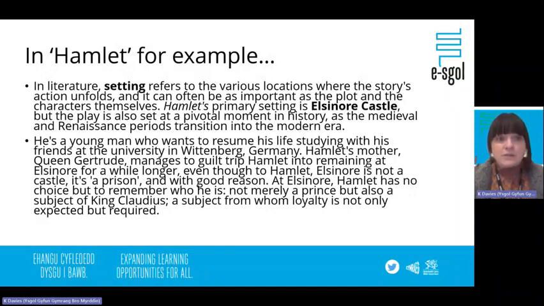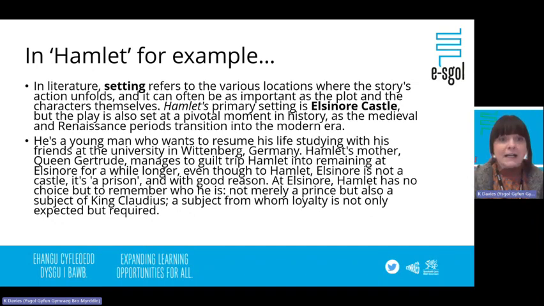And then we've got the understanding that he's a young man who wants to resume his life studying with his friends at the University of Wittenberg, Germany. Hamlet's mother, Queen Gertrude, manages to guilt trip Hamlet into remaining at Elsinore for a little bit longer, even though to Hamlet, Elsinore is not a castle. He views it, and quotes that to him, Denmark is a prison, and with good reason.